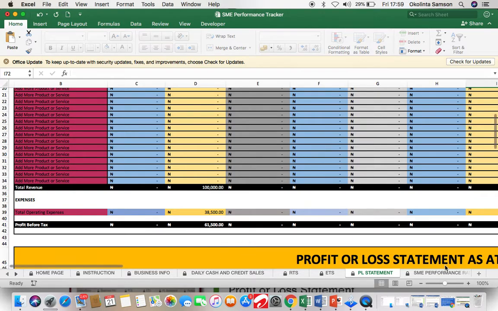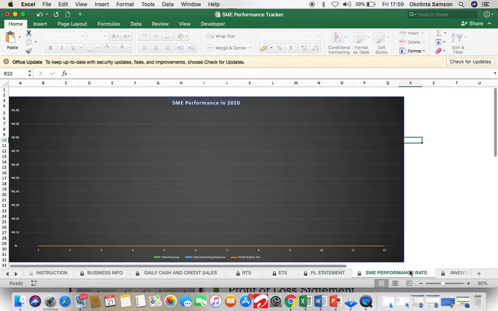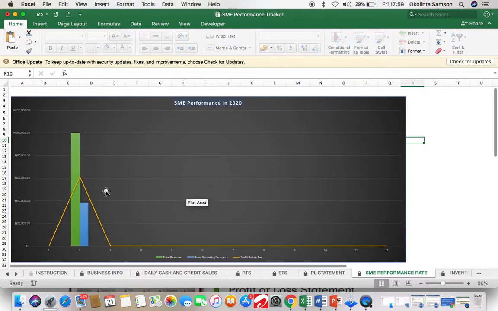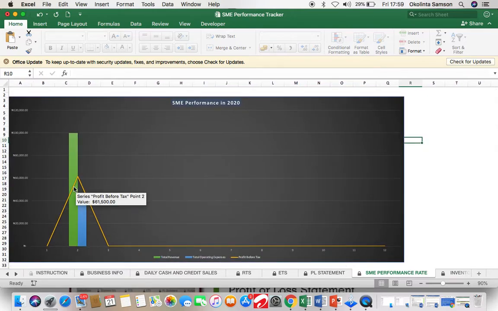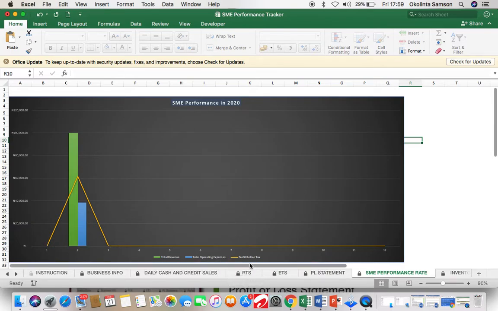Apart from this, if you don't really want to go through this, you can also visit this. So these two, you don't really have to go through all the time. You can just come in here, and if you're very good with figures, this appears. So this shows you how you are doing. This represents your total revenue, as you can see. This blue bar represents your total expenses, and then this line you are seeing represents your profit before tax.